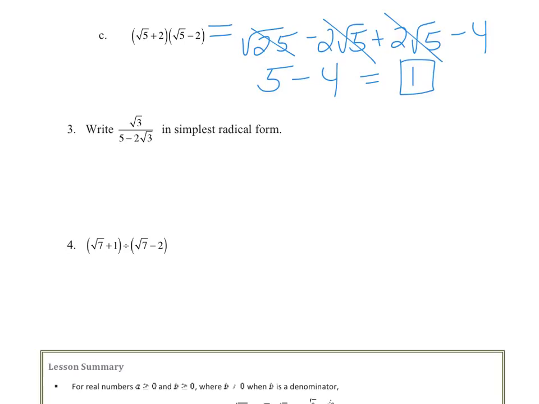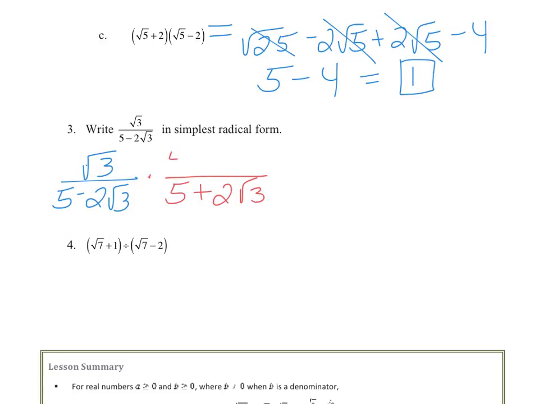All right, number 3 says, write the following in simplest form. Well, there's a radical in the denominator, and we're not allowed to ever have a radical in the denominator. So whenever you have a radical in the denominator, the rule is to multiply by its conjugate to get rid of the radical in the denominator. Well, in this case, the original is 5 minus 2 radical 3. So let's rewrite the problem. And we're going to multiply the denominator by the conjugate, which would be 5 plus 2 radical 3. But the rule is, whatever you do to the bottom of a fraction, you have to do to the top. So let's see what happens here.